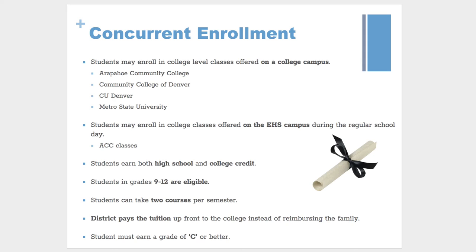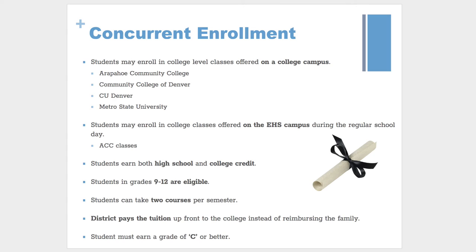You are actually taking college credit at that time. We have a couple different ways for you to take concurrent enrollment classes. One is here on the Englewood High School campus during your regular school day. We have several classes that offer college credit. Another opportunity is to go onto the college campus. We have opportunities with Arapahoe Community College, Community College of Denver, Metro State, and CU Denver. When you're taking concurrent enrollment, you're getting both high school and college credit at the same time.